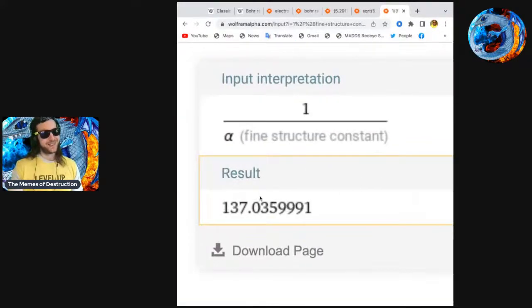Oh. Since we know the fine structure constant to a whole bunch of digits, 137 times 137.035999.